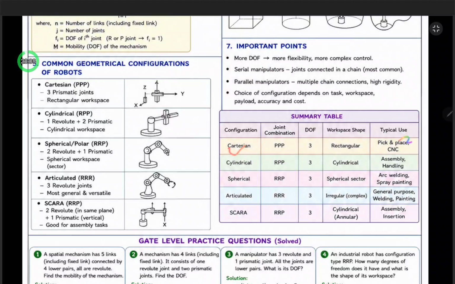Now uses. Cartesian is used for pick and place and in CNC machines. Cylindrical is used in assembly handling. Spherical is used in arc welding or spray painting. Articulated is used in general purpose welding and painting. SCARA is used for assembly or insertion.